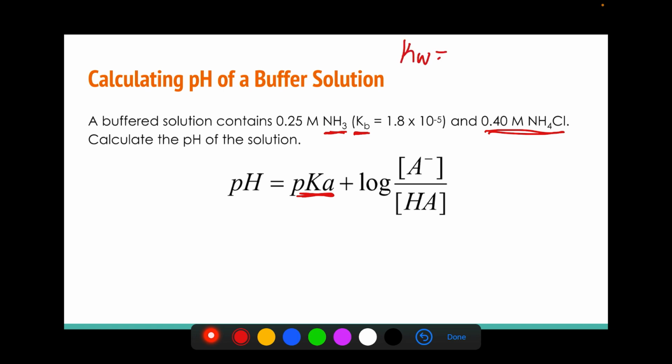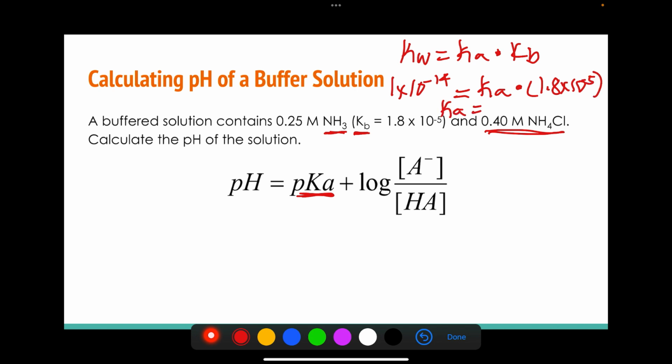So recall that Kw is equal to Ka times Kb. Kw at 25 degrees Celsius is 1.0 times 10 to the negative 14th, and therefore that's going to be equal to our Ka times our Kb, which in this case is 1.8 times 10 to the negative 5th. Doing this math, we find that the Ka is equal to 5.6 times 10 to the negative 10th. So that's what we're going to use here. Recall, in order to find the pKa of that, we take the negative log of that value, and we find that our pKa is 9.25.